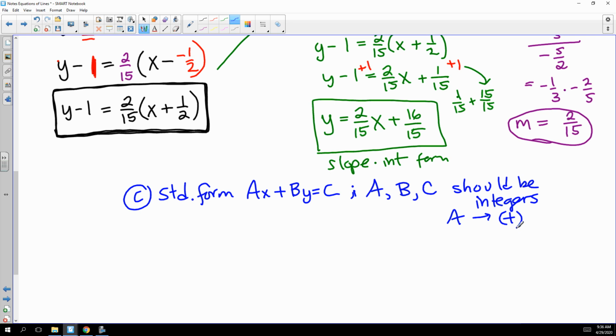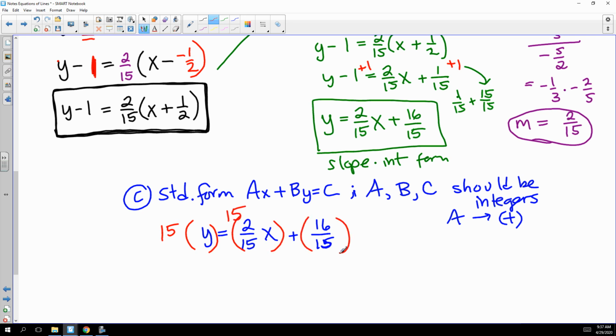Okay, so I'm going to work with the form that we have. We have y equals 2/15 x plus 16/15. The first thing that I'm going to do is get integers. So I'm going to multiply by whatever it would take so that everything can become an integer. In this case, I have the same denominator in these two fractions. I don't want fractions anymore. So everything in my equation is going to get multiplied by 15 to cancel this 15 and this 15. And we're going to get 15y is equal to 2x plus 16.